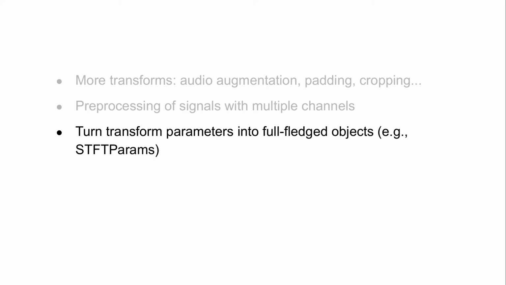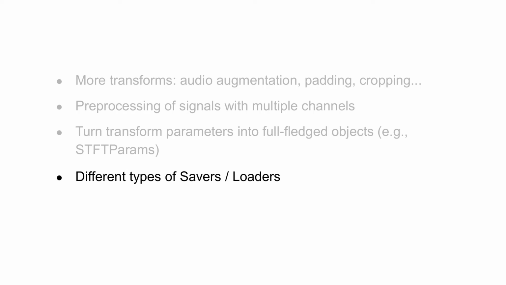Then I'd like to turn transform parameters into full-fledged objects. So instead of having a bunch of different parameters, for example, for a short-time Fourier transform, I'd like to create an object which could be called STFT params, for example. In that way, the whole code would look nicer, and that will also help the way we create config objects and stuff like that. Okay, and finally, one thing that I'd really like to implement as well is different types of savers and loaders, but mainly savers. As of now, we can only save the preprocessed signals as NumPy arrays, as NPY files, right? But it may well be that you want to save them as pickle files or stuff like that. So making a bunch of other concrete savers could be also a good improvement for Praudio.